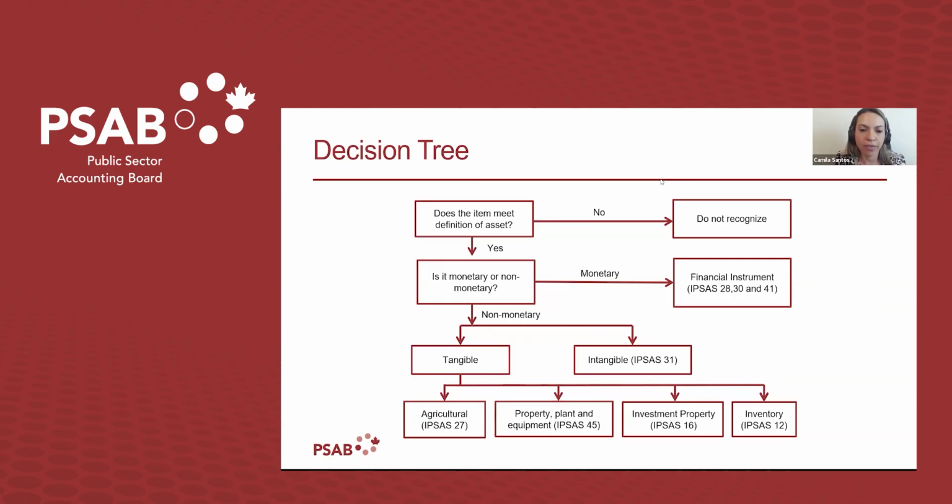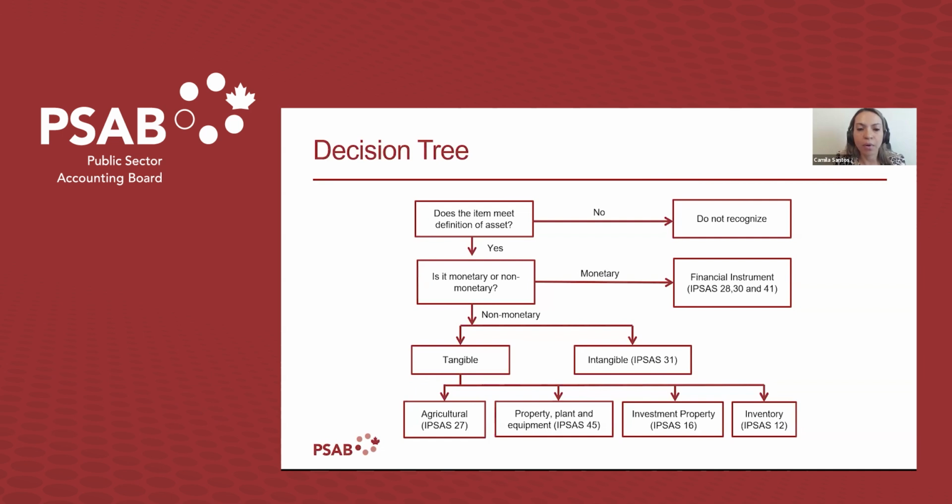All other assets are considered non-monetary. Monetary assets are accounted for using IPSAS 28, 30, and 41 on financial instruments. The remaining assets are split between tangible assets and intangible assets. Tangible assets have physical substance. Examples include inventories and property, plant, and equipment. Intangible assets lack physical substance.